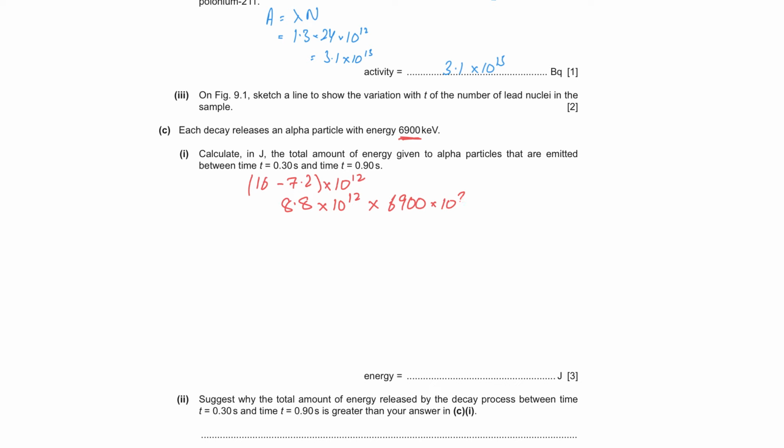Electron has a charge of 1.6 into 10 raised to the power minus 19, and that gives us the answer in joules. It's simple multiplication. What value do we get? Let's see. This is equal to 9.7152, or 9.7 joules.